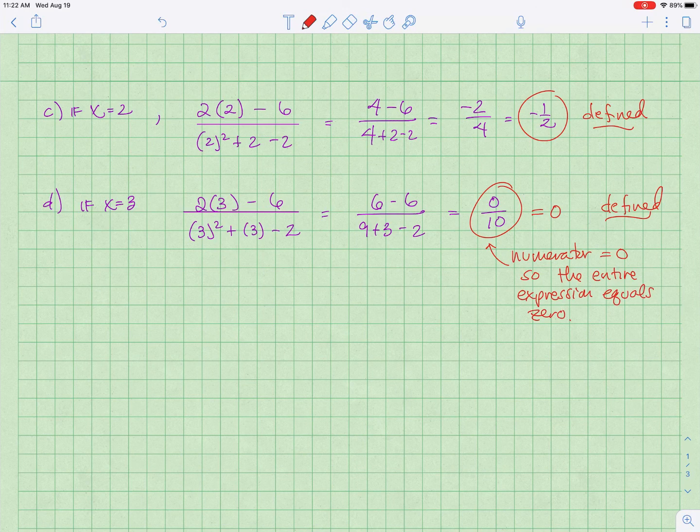And there you have it. That's a simple introduction to rational expressions. So we have our definition and we know how to plug in values. And more specifically, we have looked at the difference between when something's defined, when something's specifically defined to be 0, and when something is undefined.